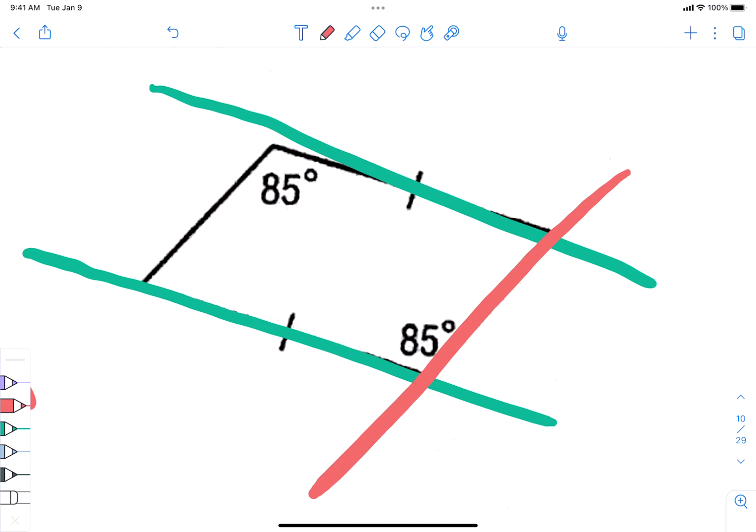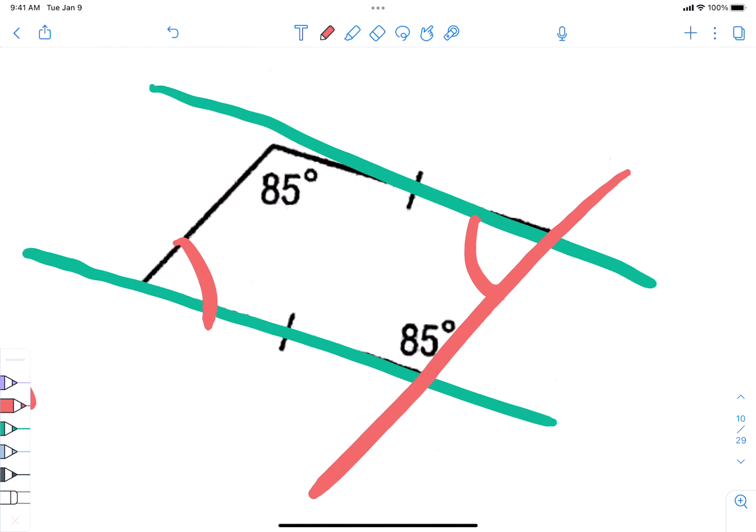We don't know that those are parallel though. We know that they're congruent. We know that the same measure. Opposite angles. Yeah, but we don't know these opposite angles. We don't know that those are the same. We have to have all four. You can't just have two? Nope, you can't just have two.